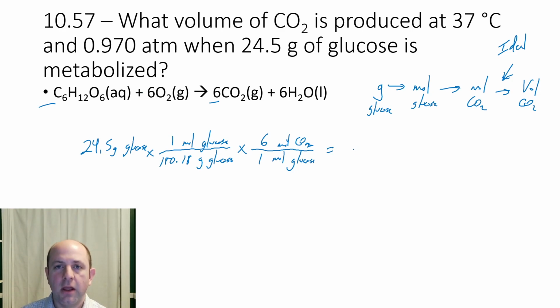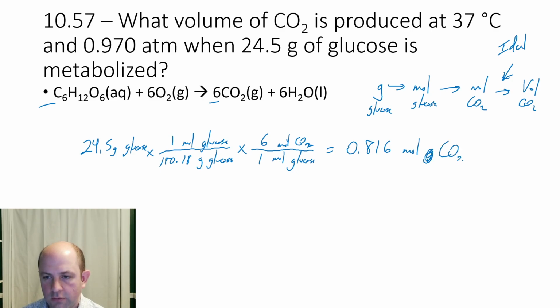We're just going to put equals here, because that third step we said we got to use the ideal gas law. So with this, just these first two steps, 24.5 grams divided by 180.18. Sorry, my calculator's display is acting up. Then times 6. So this is 3 sig figs, 0.816 moles of CO2. Right? And now we'll use the ideal gas law that, okay, we have PV equals nRT.